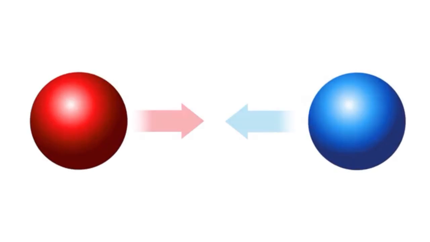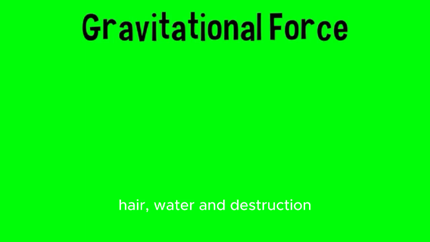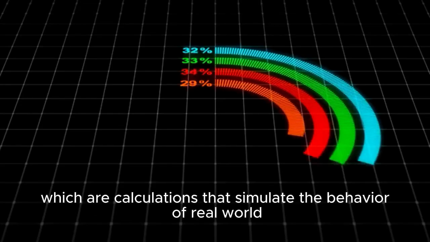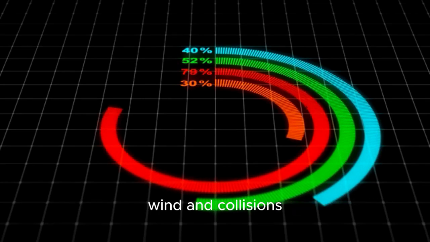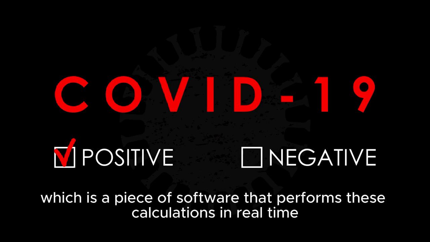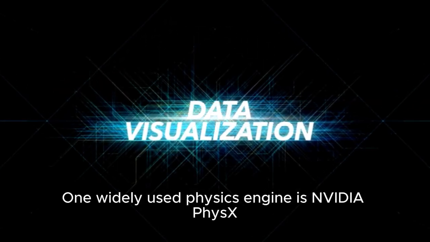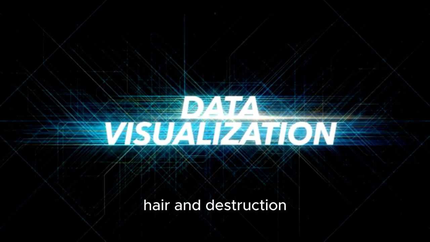Another important aspect of video game graphics is the ability to simulate physical phenomena such as cloth, hair, water, and destruction. This is done using physics simulations, which are calculations that simulate the behavior of real-world objects under the influence of forces like gravity, wind, and collisions. Physics simulations are typically handled by a physics engine, which is a piece of software that performs these calculations in real time. One widely used physics engine is NVIDIA PhysX, which is used in many popular video games to simulate things like cloth, hair, and destruction.